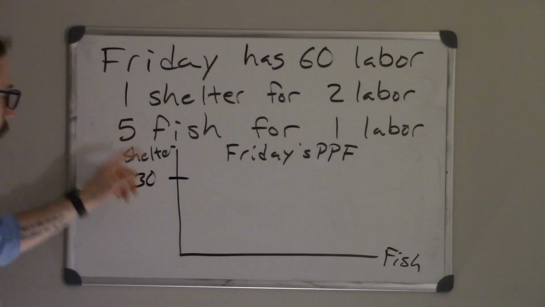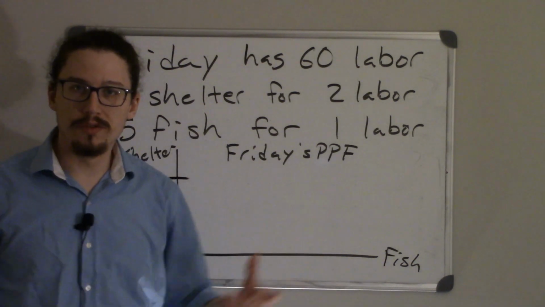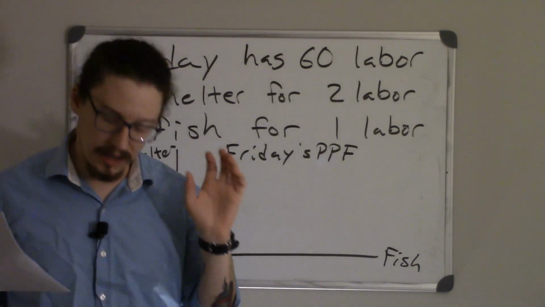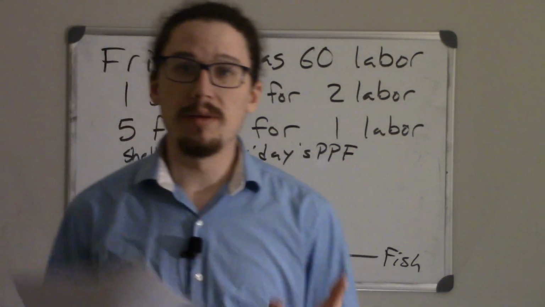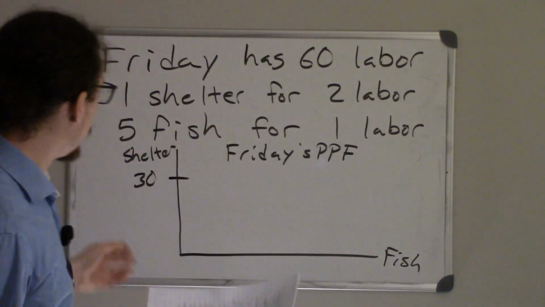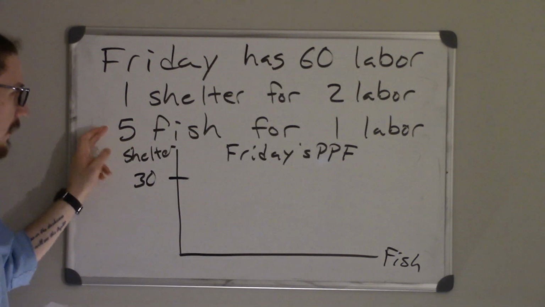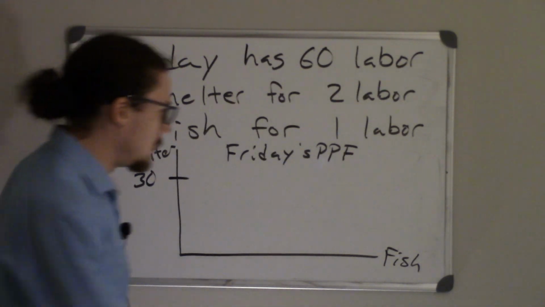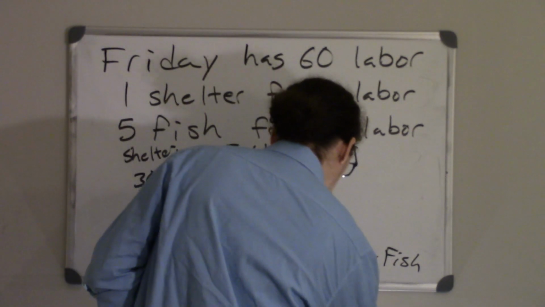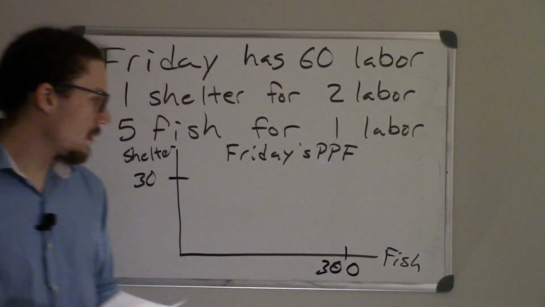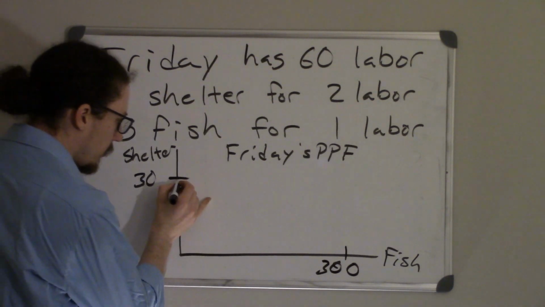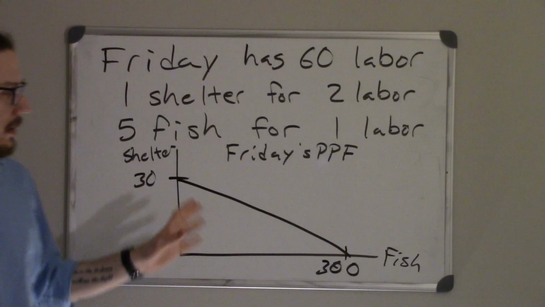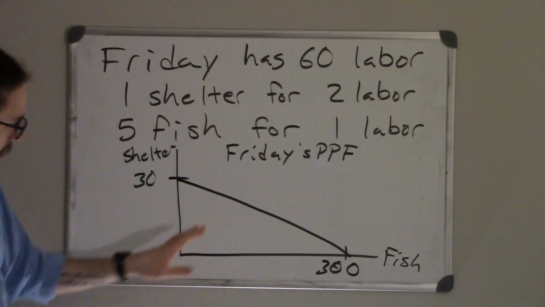Right? Then we're going to go to the other endpoint, which is the fish. Right? If Friday only uses his labor to catch fish, how many fish can he catch? Right? 5 fish for each unit of labor. We have 60 units of labor, so that means Friday can catch 300 fish. All right, so that would be Friday's PPF.